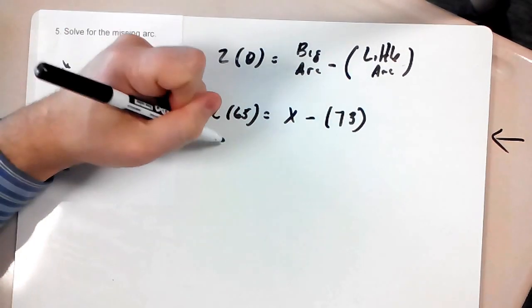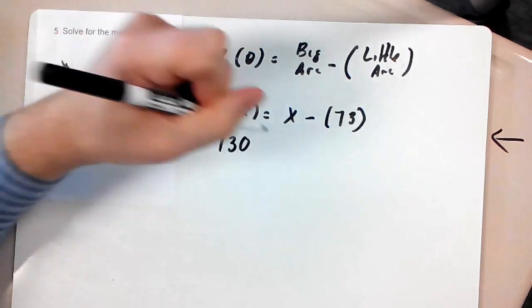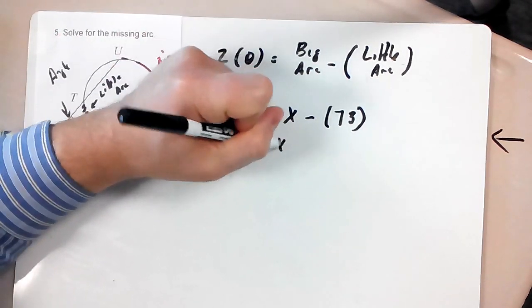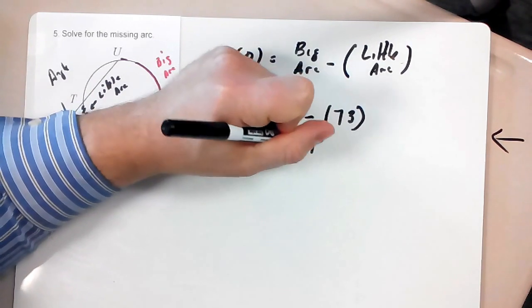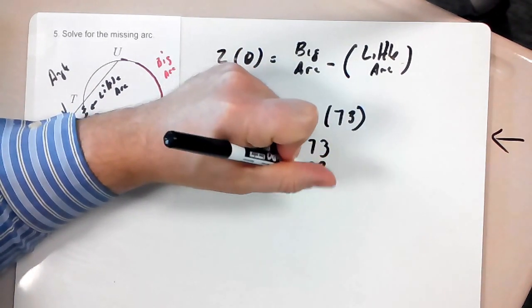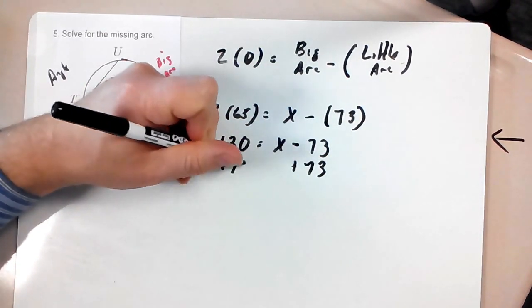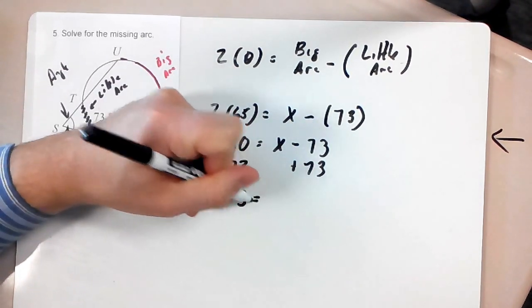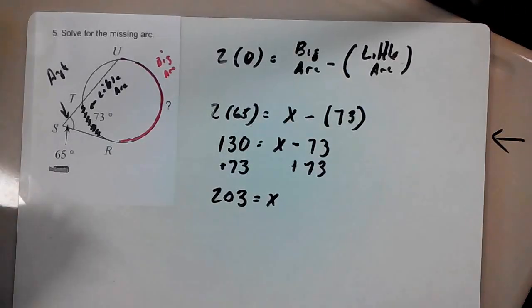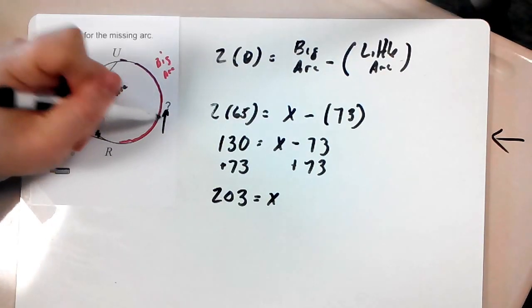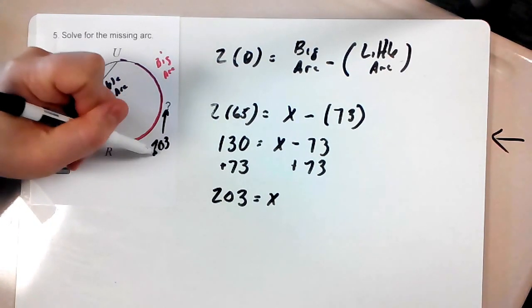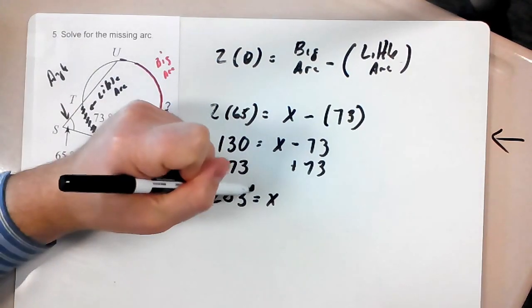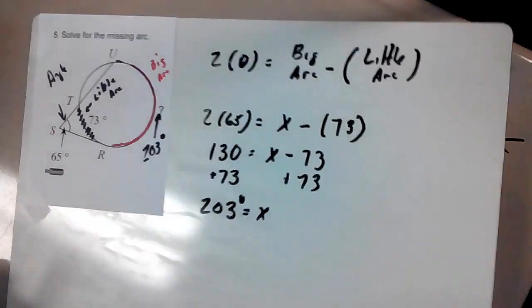2 times 65 is 130 equals x minus 73. I'm going to add 73 to both sides, and that's going to give me 203. So now I found this. This equals 203 degrees. Okay, let's take a look at another example.